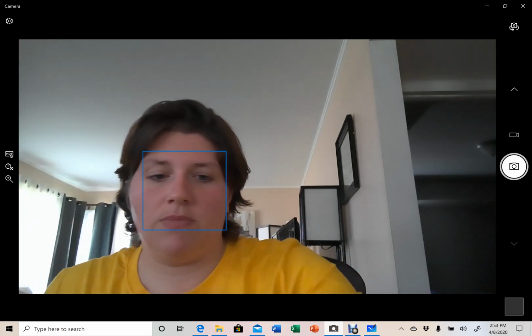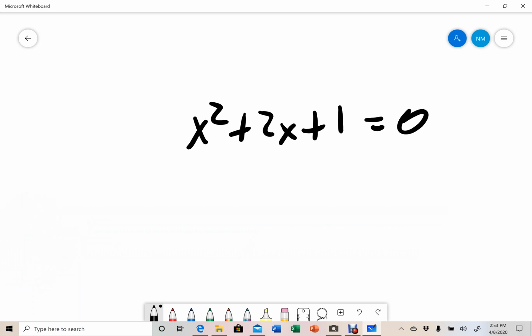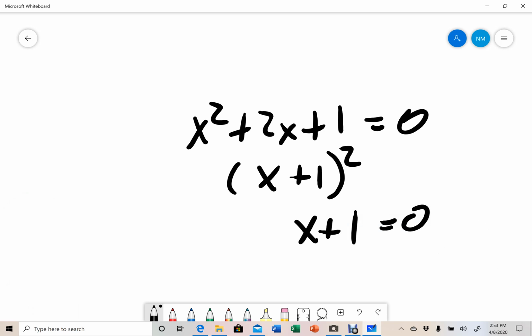So it would look something like this. Let's say I've got x squared plus 2x plus 1 equals 0. I'm going to factor this, and this would factor into x plus 1 squared. It's a perfect square. This times itself. And then basically this would be x plus 1 equals 0, and then x would equal 1, or excuse me, negative 1, and this would be my answer.